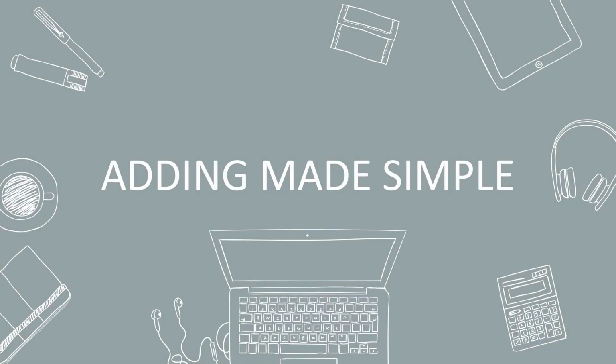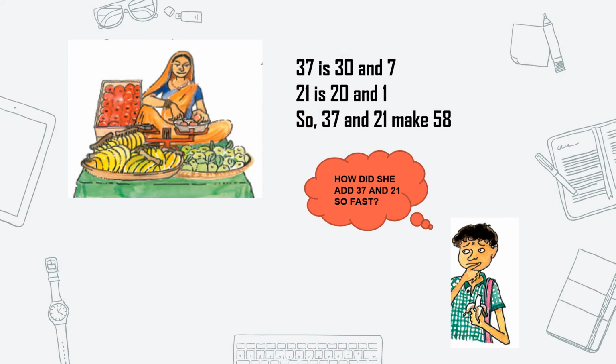Now we will see how we can make adding more simple. Alright. So now this boy, let us name him Ram, goes to this woman to buy fruits and vegetables. So she says 37 is 30 and 7, 21 is 20 and 1, and 37 and 21 make 58. So he says that okay fine, 37 is 30 and 7 is okay, 21 is 20 and 1 is okay, but how did she do this so fast, right? Let us see how she did it.